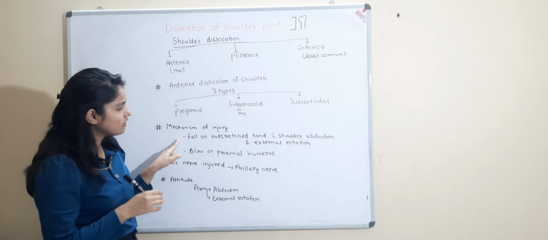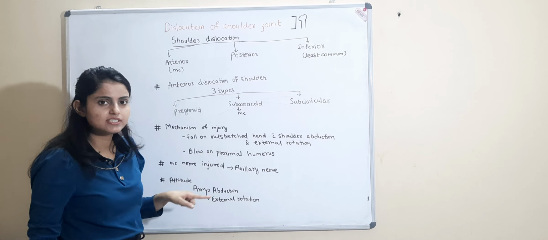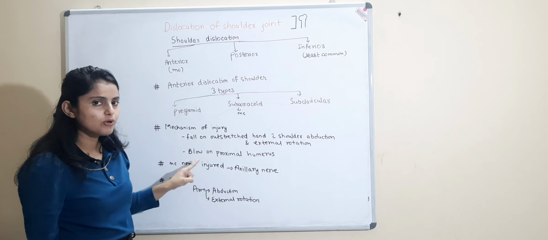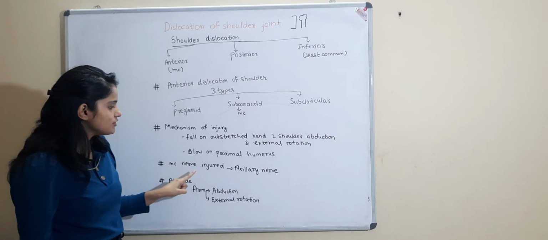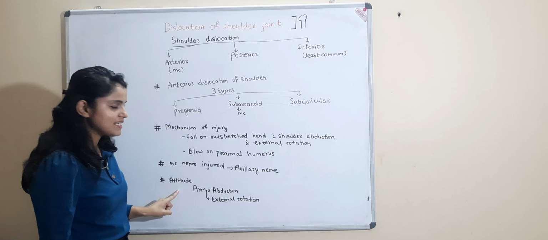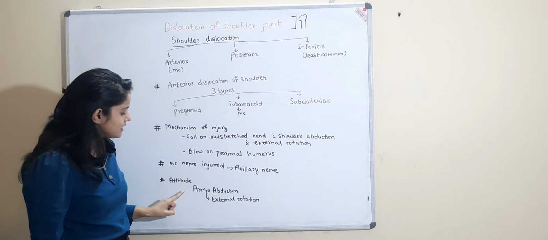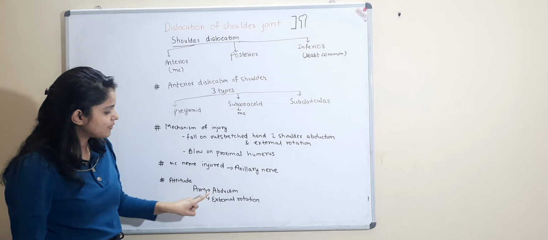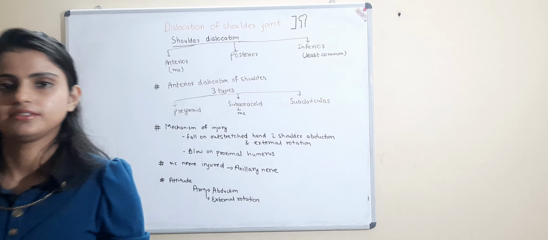Mechanism of injury is fall on outstretched hand with shoulder abduction and external rotation, blow on proximal humerus. Most common nerve injury is axillary nerve, and when the patient presents to emergency, then the attitude of the arm is abduction and external rotation.